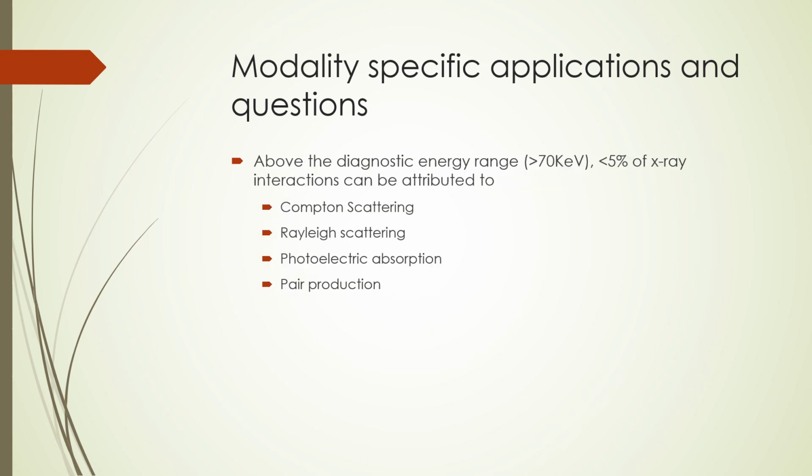Fourth question, above the diagnostic energy range, greater than 70 keV, less than 5% of X-ray interactions can be attributed to what? And the choices are Compton scattering, Rayleigh scattering, photoelectric absorption, pair production. The correct choice is Rayleigh scattering.